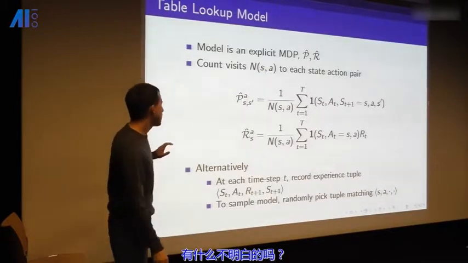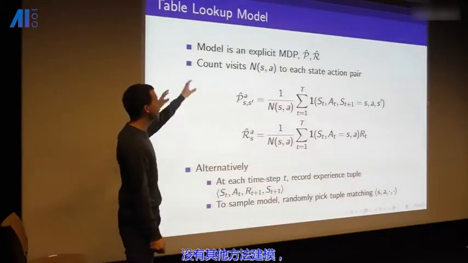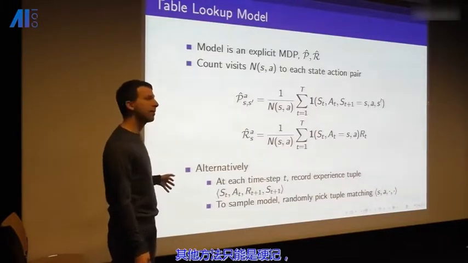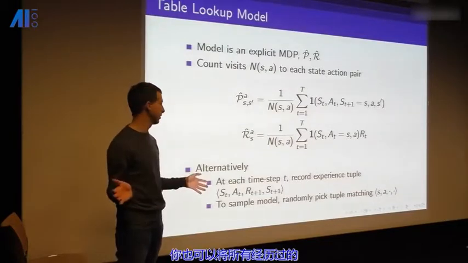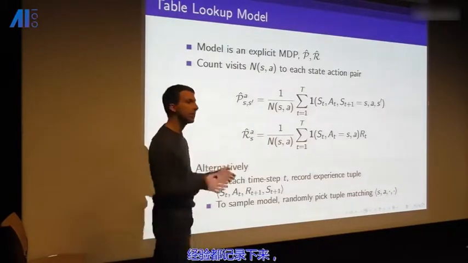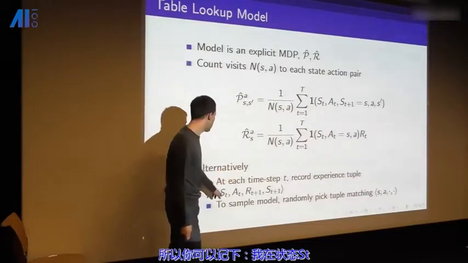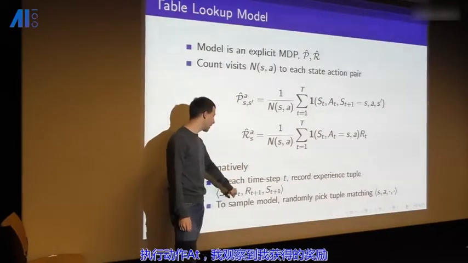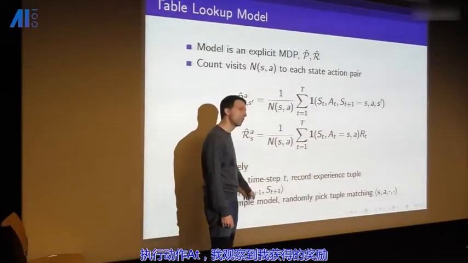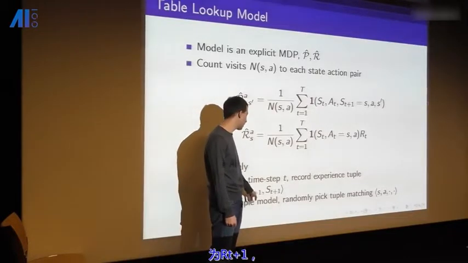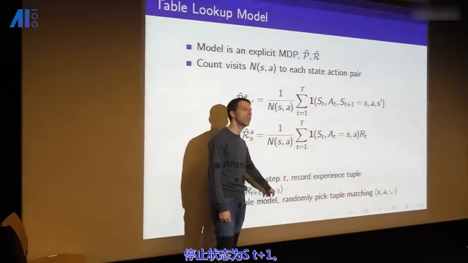Good. But there is an alternative way to set up the same model, and the alternative is to basically just remember things. So you can just record the experience that you've seen so far. You can just record that when I was in state S_t and took action A_t, I observed reward R_{t+1}, and I observed that I ended up in state S_{t+1}.